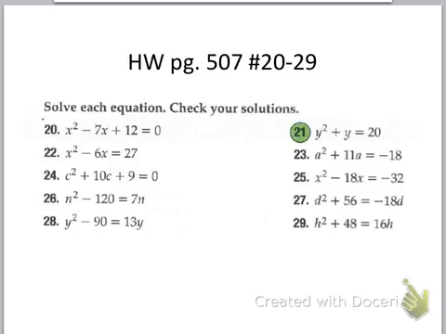All right, so homework then. You've got 10 problems. Bust them out. I want you to notice that a lot of these problems do not equal 0. For example, look at number 21. It does not equal 0, so what's the first thing you're going to do? You're going to subtract 20 to make it equal 0. Then you can go ahead and factor. Good luck.